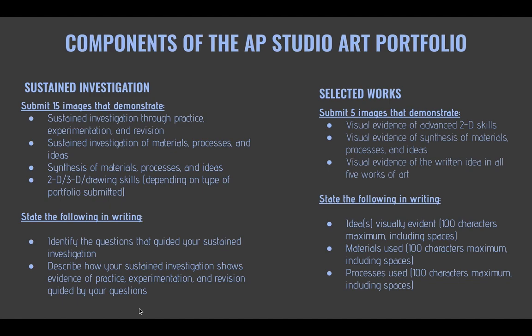Let's move on and take a look at selected works. Selected works is going to be 5 images submitted that demonstrate visual evidence of advanced 2D skills, visual evidence of synthesis of materials, processes, and ideas, and visual evidence of the written idea in all 5 works of art. And so there's also a short writing component in this one.